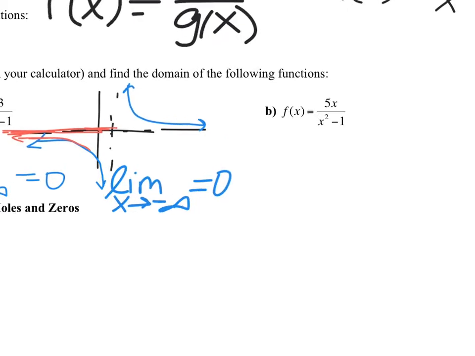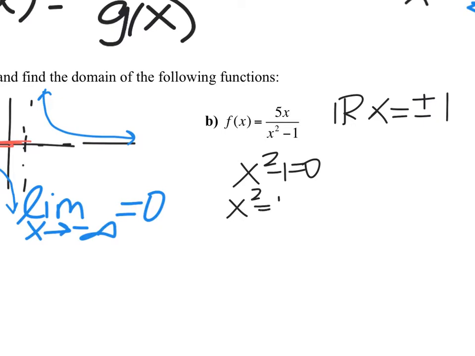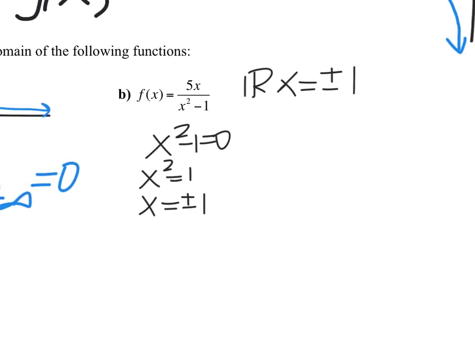First of all, what's the domain of this? All reals except 1 and negative 1. Perfect. Plus and minus 1. Okay, it's what makes the denominator 0. So what would make x squared minus 1 equal to 0? Well, you can set it equal to 0 and solve. Add 1. Take the plus and minus square root. So you get plus or minus 1. Okay? So if I plug in 1, that's not going to work. I'm going to get 5 over 0. And if I plug in negative 1, I get negative 5 over 0. Very bad. So let's go ahead and graph these now.